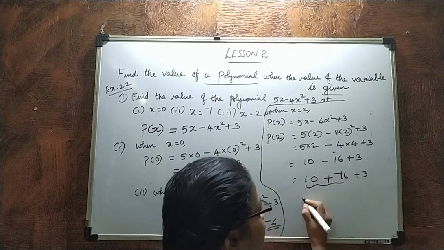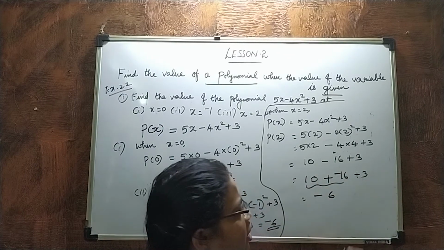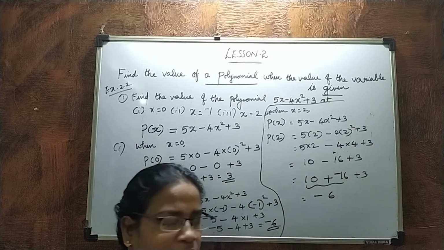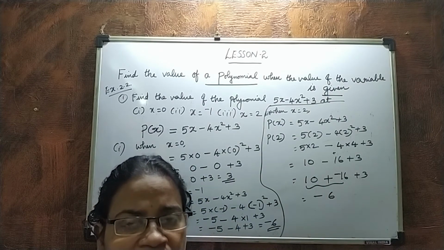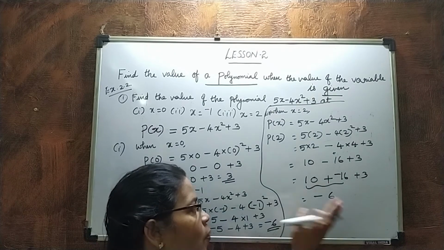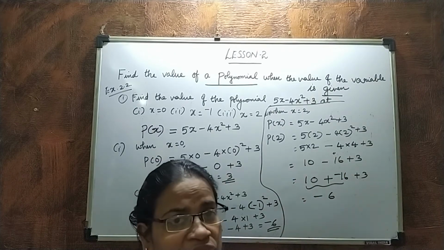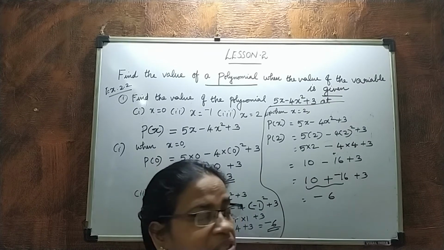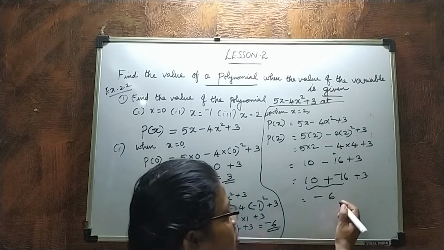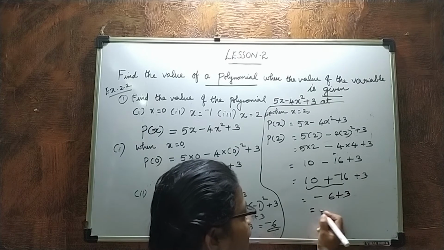What will you get then? Here it is negative 6. I told you, you have to remember what is opposite. What is 16 minus 10? Bigger minus smaller. You will get the answer 6. What is the opposite, 10 minus 16? The other one is positive 6. This one is negative 6. So, negative 6 plus 3, you will get the answer.